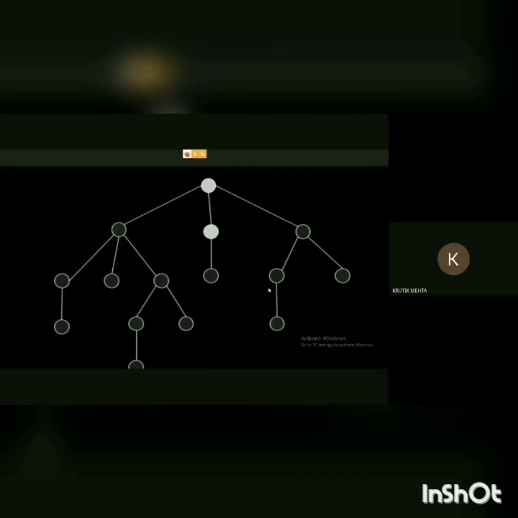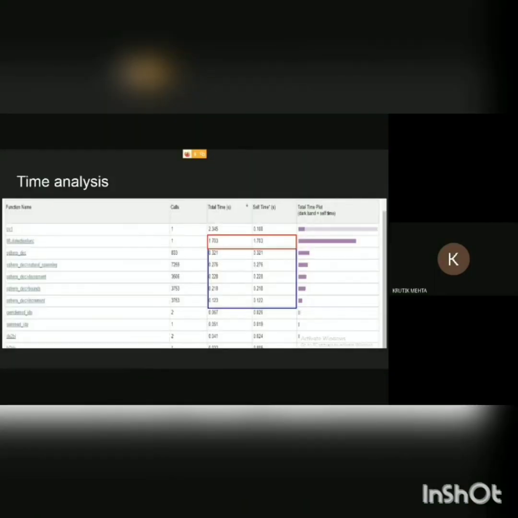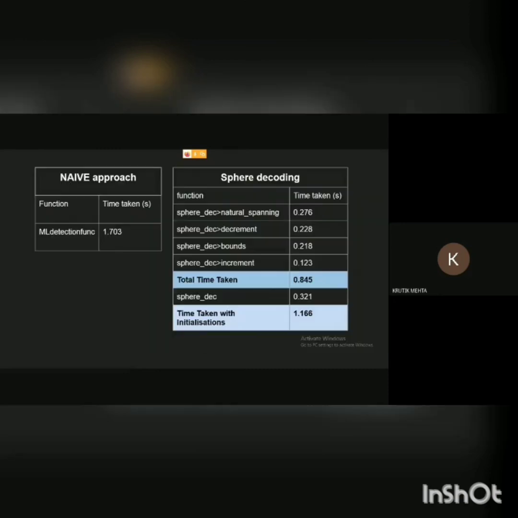The simulation results that we found from this are discussed next. So first we analyze the time taken by both the algorithms. This profile shows the same. The red block is for the naive approach, whereas the blue block is for the sphere decoder. Now we'll calculate the total time. The ML decoder takes around 1.7 seconds in total to run, whereas the sphere decoder takes around 0.845 seconds to run, which is even less than half of what the first approach is taking.